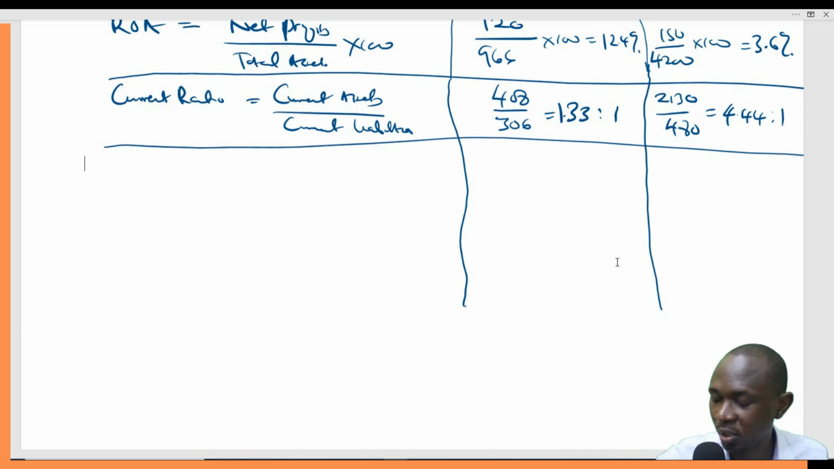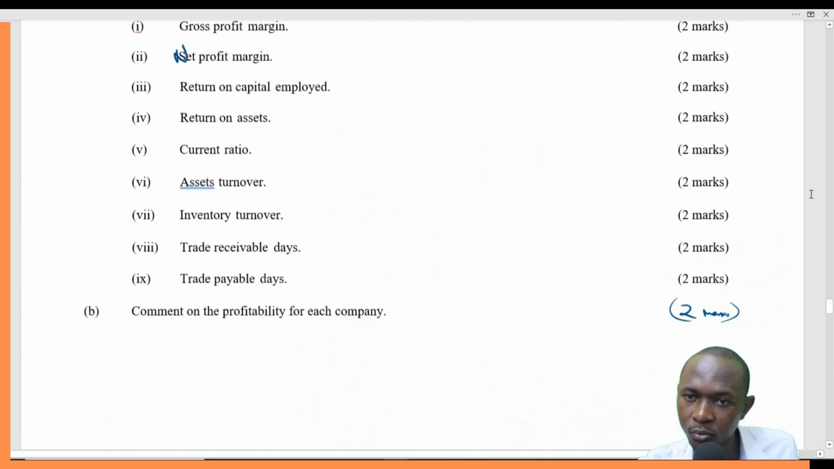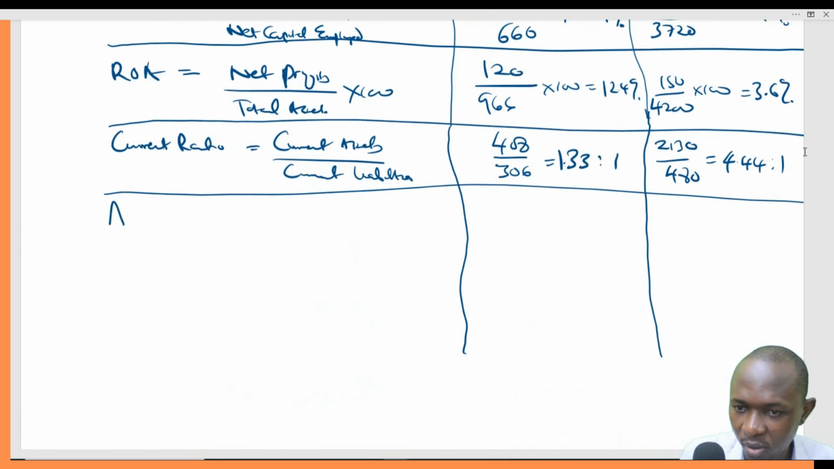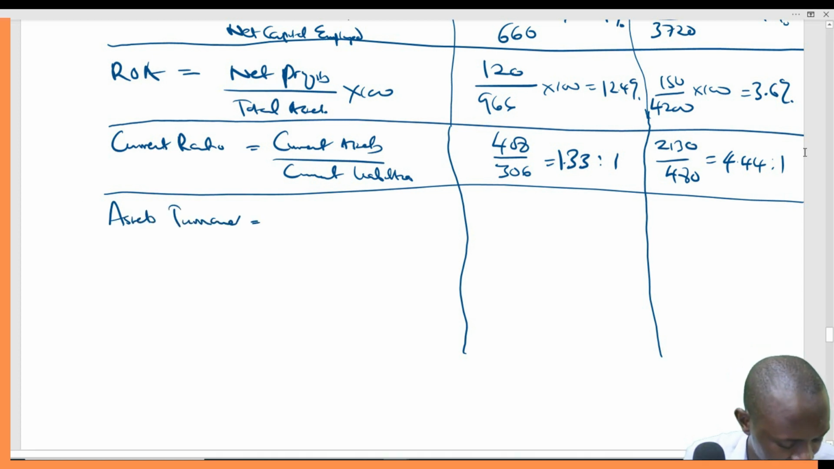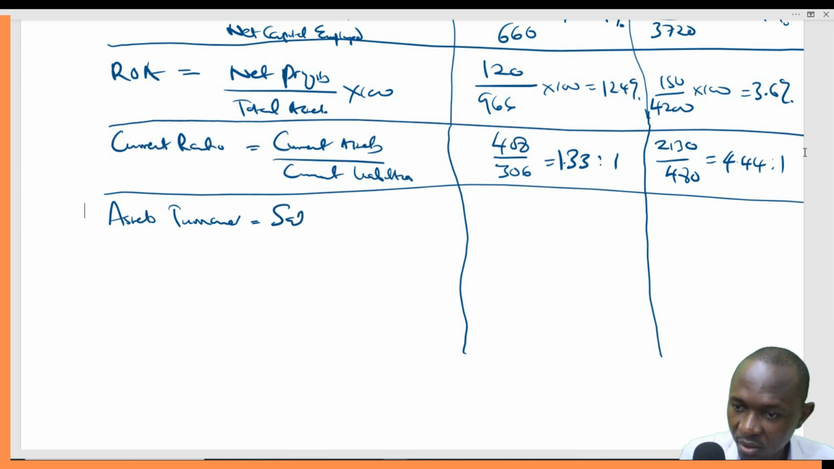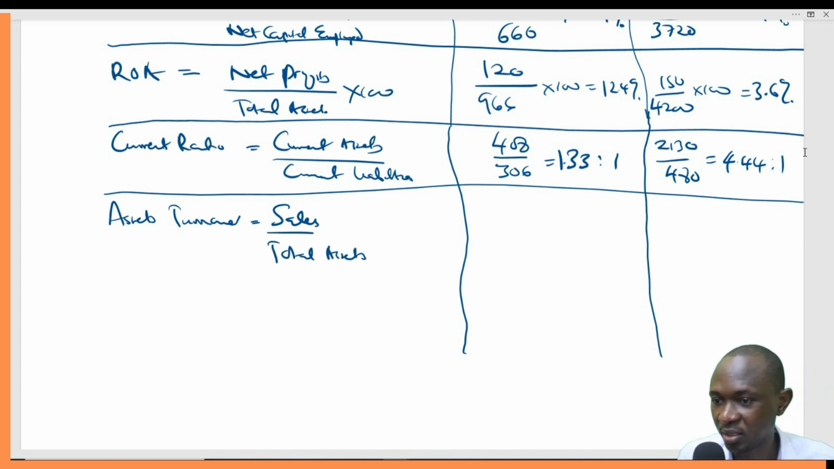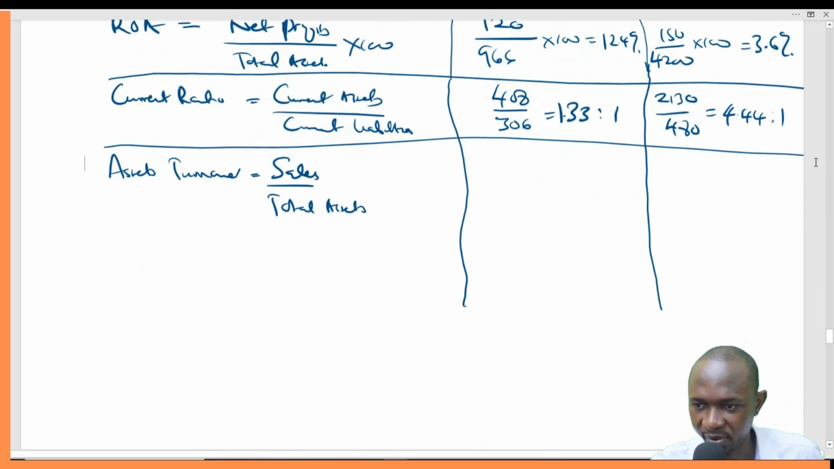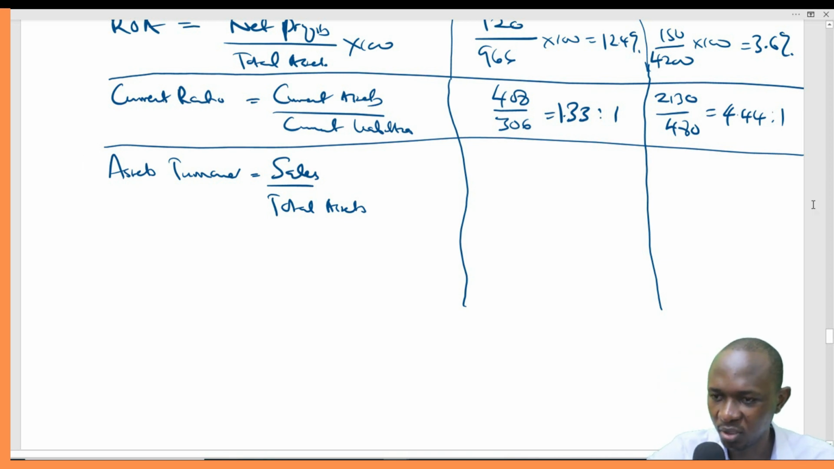So move to the next one. The next one is assets turnover. The formula for assets turnover is sales over total assets, and it measures basically the number of times that the assets are used to convert the sales process. So sales over total assets.